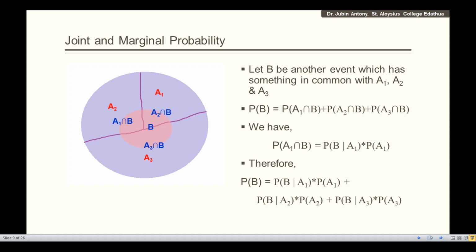By the multiplication rule, which we have seen before, we can write probability of A1 intersection B equal to probability of B given A1 into probability of A1. Therefore, we can write probability of B equal to probability of B given A1 into probability of A1 plus probability of B given A2 into probability of A2 plus probability of B given A3 into probability of A3.